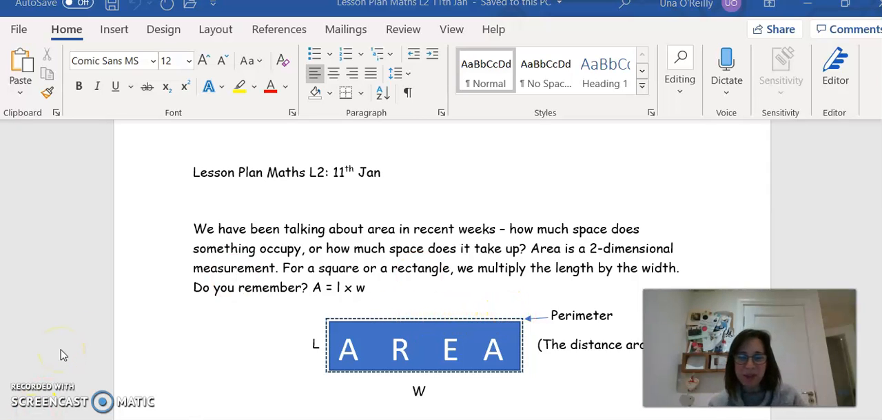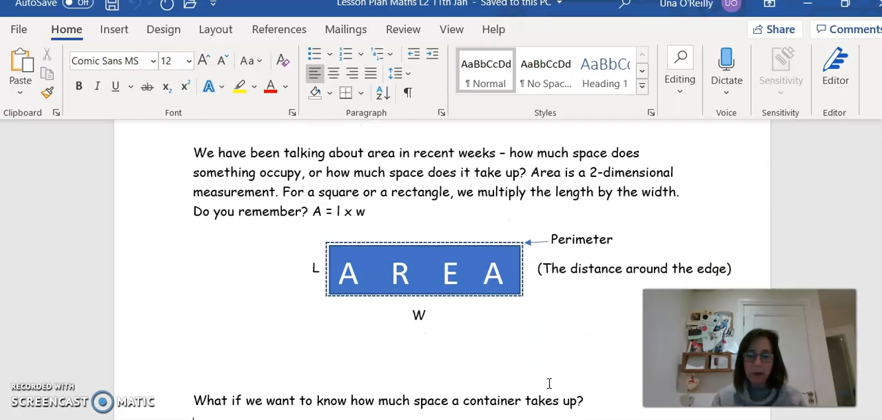Sorry, brief interruption there, so I'm back now. Like I said, the area is the blue space that's occupied by the rectangle, so the length by the width. The perimeter is the distance around the edge, and that's just a one-dimensional measurement. It's just a distance. You can draw it out on a ruler or a measuring tape. So that's what we've been working on till now.